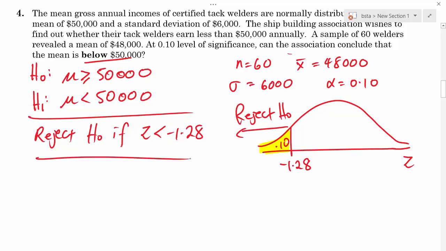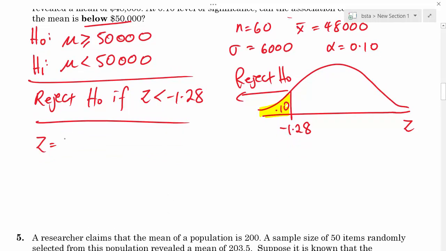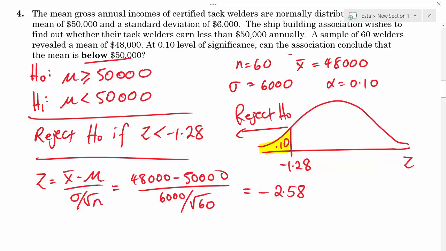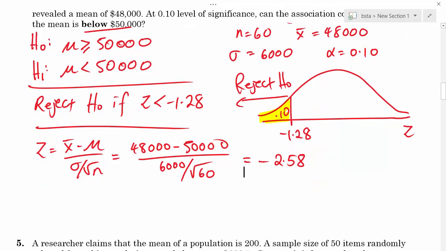And after stating your rejection region, you want to calculate the test statistic. So Z equals X bar minus mu over sigma over root n. You have all these values already supplied to you. Sigma is 6,000 over root 60. So you compute all of that, negative 2.58 is what you get. Because we set a decision rule that says if the test statistic you compute is in the rejection region, you should reject the null hypothesis, our decision here will be to reject the null hypothesis.